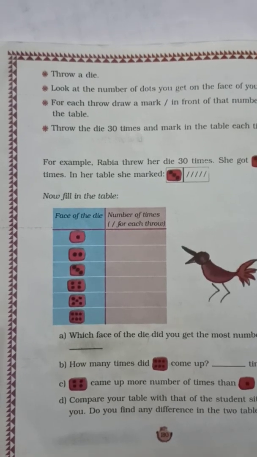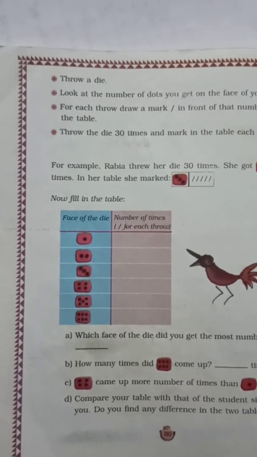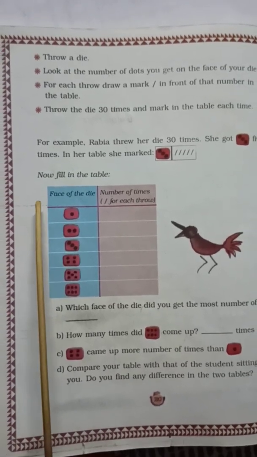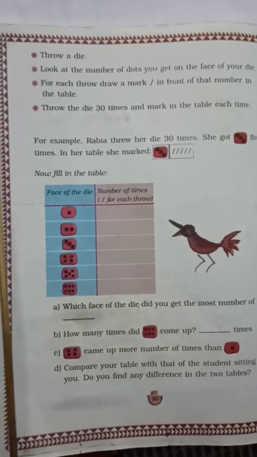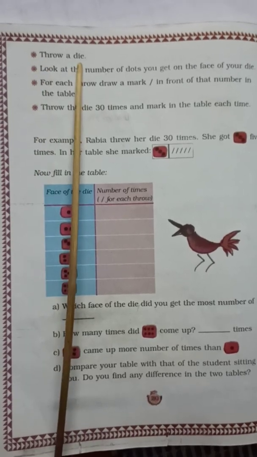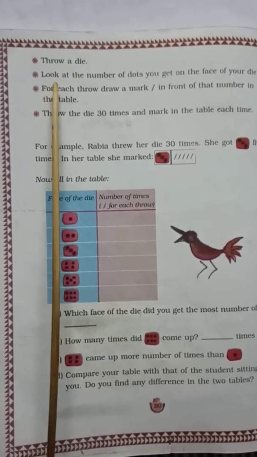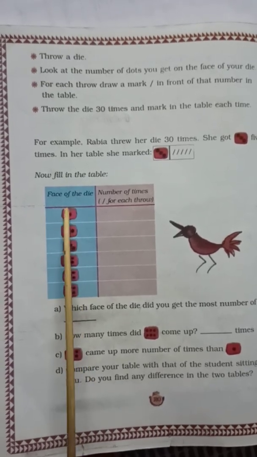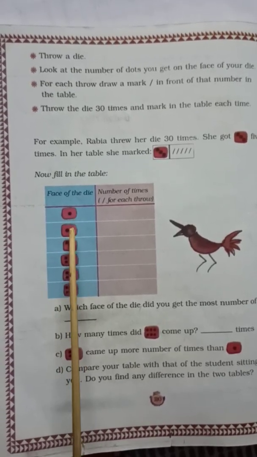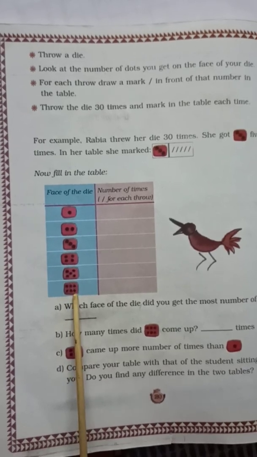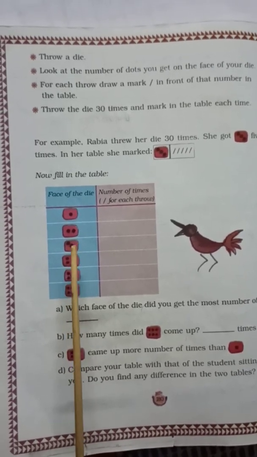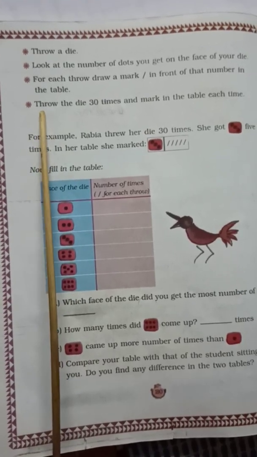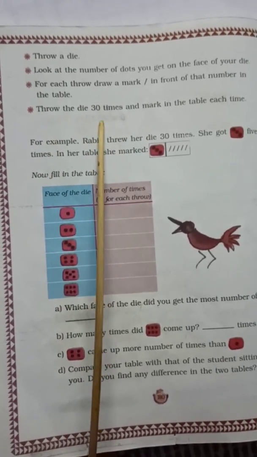Now children, we will play a very interesting game with the help of the dice. Okay. So what is the condition? Throw a die. Then afterward we will draw all the faces of the dice. 1, 2, 3, 4, 5, 6. Okay. Now we throw a die how many times? 30 times. Okay.